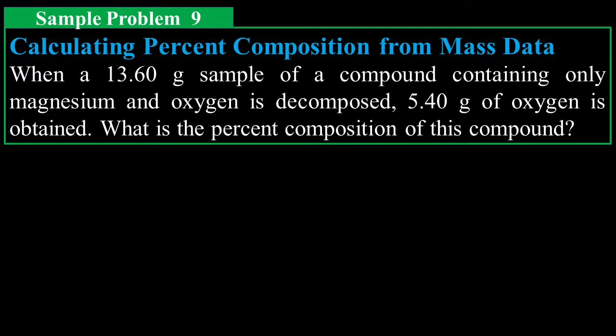Then the other material, magnesium, will be 13.6 minus 5.4, which would be 8.2-ish. And then you simply say that divided by 13.6 times 100 would be the percent of magnesium in the sample.